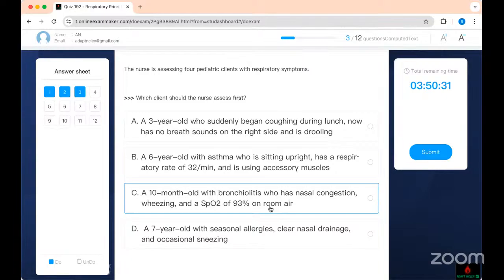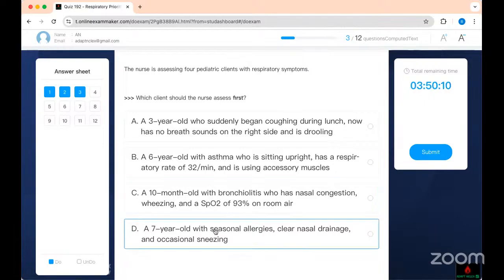Should that concern you? A 10-month-old with bronchiolitis has excessive nasal congestion and is wheezing. His saturation is 93. A 7-year-old with seasonal allergy with a clear nasal discharge and occasional wheezing. Who is dangerous? If you know, put down your answer. You can see the 7-year-old is not that sick, right? Seasonal allergy, clear nasal discharge, and occasional wheezing. There's nothing buzzing in your ear.